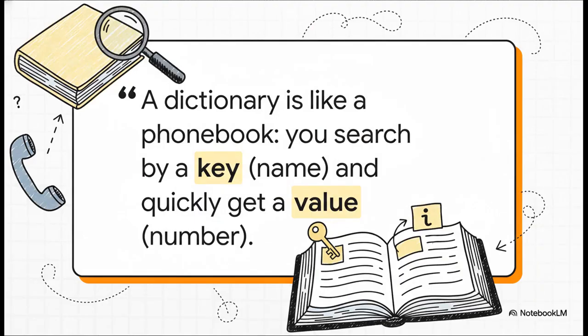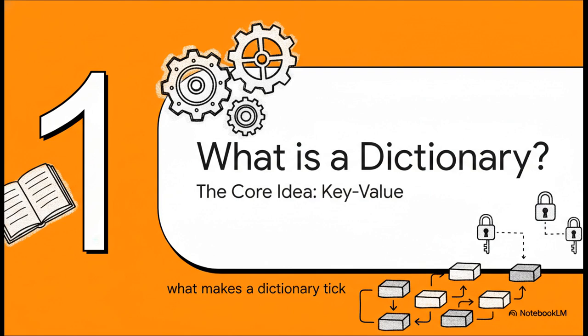You know, the best way to get this is to think of a phone book. You don't read a phone book from start to finish, right? No way. You look up a name, that's your key, and it instantly gives you the number, that's your value. Python dictionaries work on that very same idea. Super fast, direct lookup. So what's really going on under the hood here?